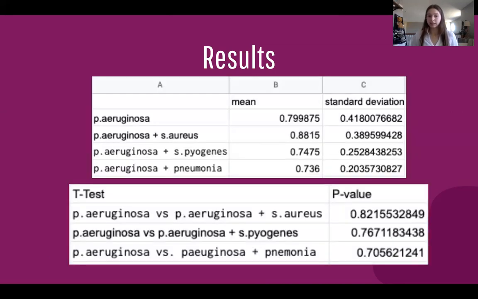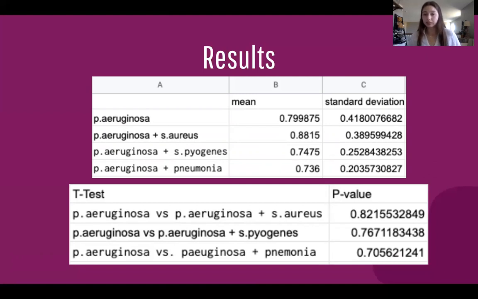Here's some more data I collected. This isn't raw data. We have the mean and standard deviation of all the bacteria through the trials. But the most important thing to take out of this is the t-test I did and the p-values I got. With the t-test, I did it with Pseudomonas paired with Pseudomonas plus another bacteria. That's how I did my t-test, as you can see in the chart.